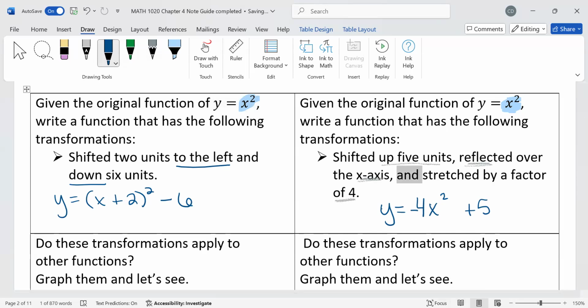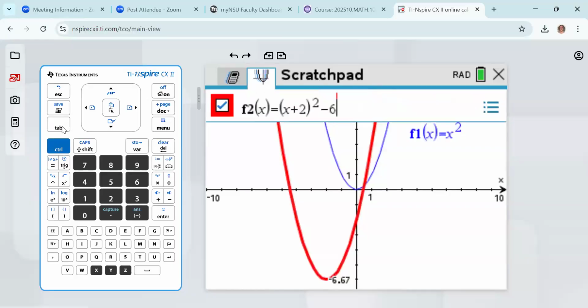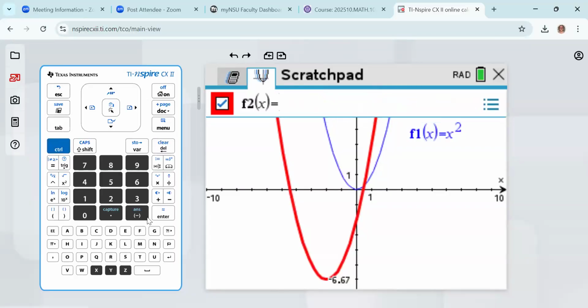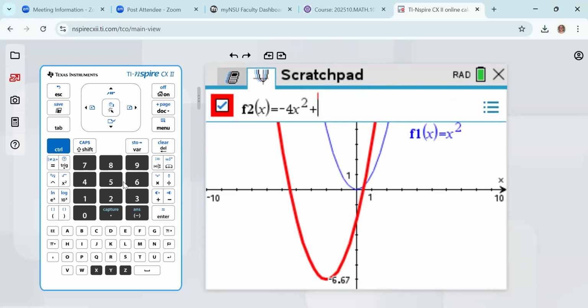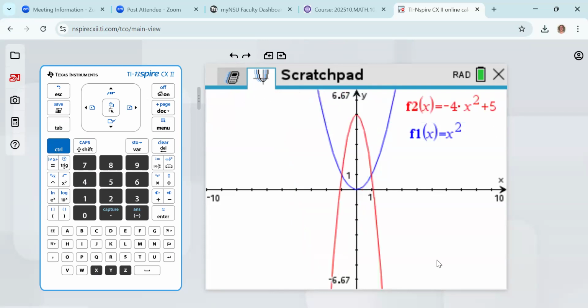Let's flip over to the calculator. Tab, arrow up, control delete. So negative 4x squared plus 5. Let me double check that real quick. All right, so it shifted it up 5 units. It stretched it, which made it skinnier by a factor of 4. And the negative then flipped it down. So again, we can use the calculator to check and make sure we have, sorry about that, the right equation.